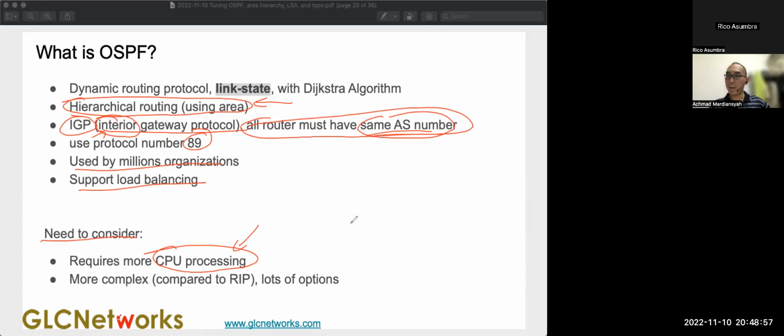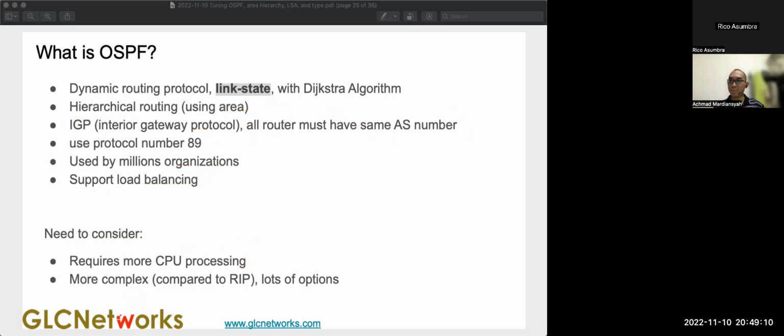It's more complex. There are lots of options. If you go to routing OSPF, there are lots of options there. But today we'll be talking about area. So how can you optimize? Today's topic is tuning OSPF. So how can you tune up your OSPF, to make your OSPF performance much better?